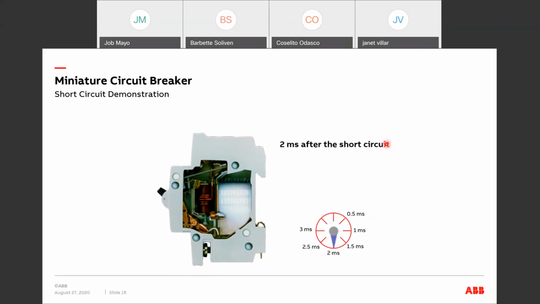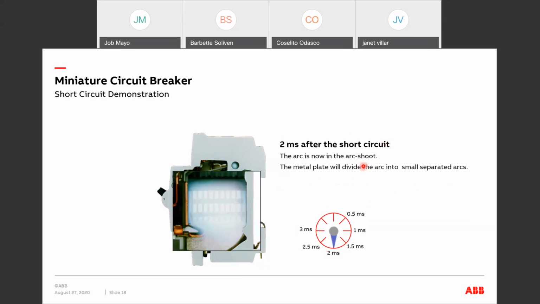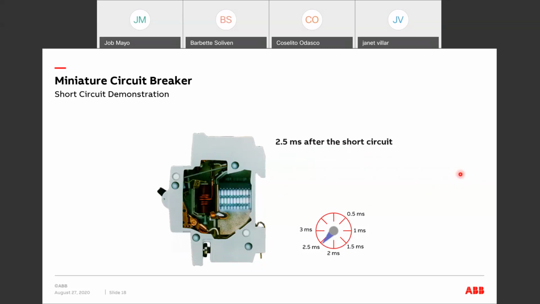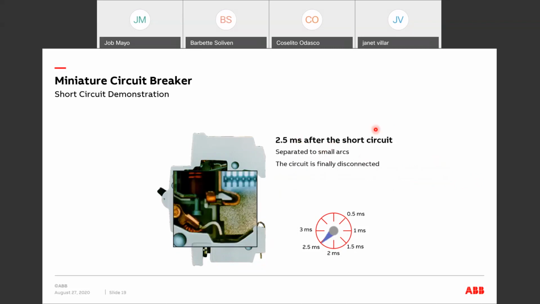So 2 milliseconds after the short circuit, the arc is now in the arc chute here, and the metal plates will divide the arc into small separated arcs with an arc voltage in between the two metal plates of 30 volts. And at 2.5 milliseconds, the arcs are separated into small arcs, and the circuit is finally disconnected.